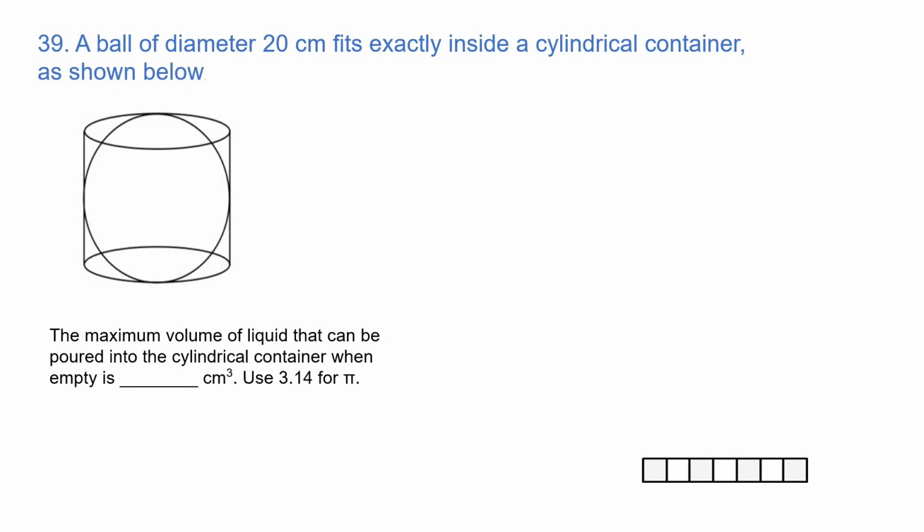Number 39, it says, almost done with part 2. A ball of diameter 20 fits exactly inside a cylindrical container as shown below. The maximum volume of liquid that can be poured into the cylindrical container when empty is blank. Use 3.14 for pi. And so they give us the information about this ball to help us find the volume of the cylinder. So remember, volume of a cylinder is volume equals pi r squared times h.